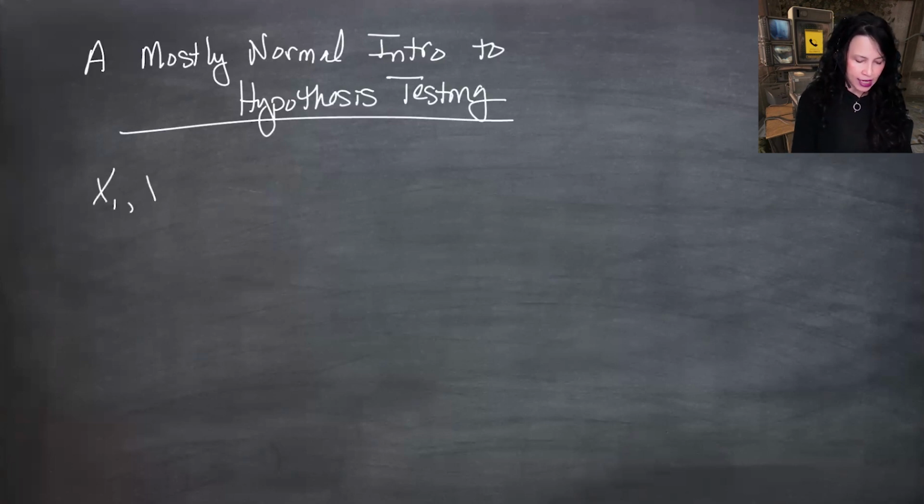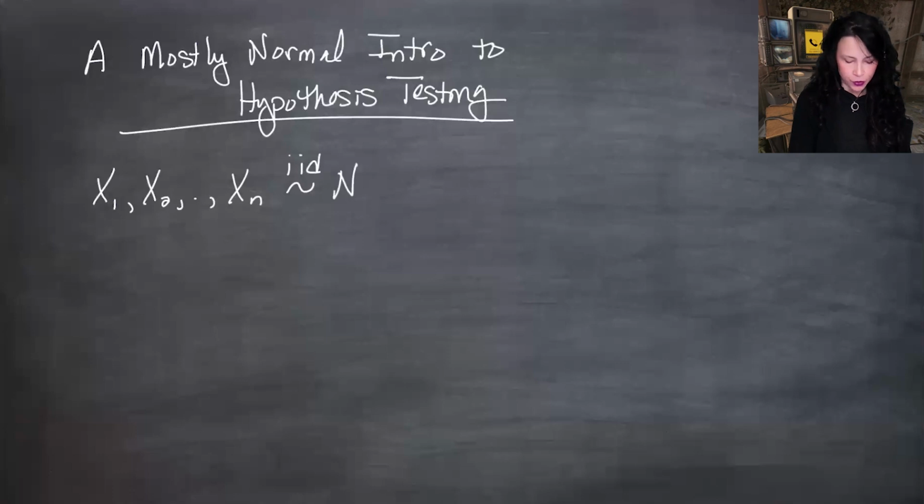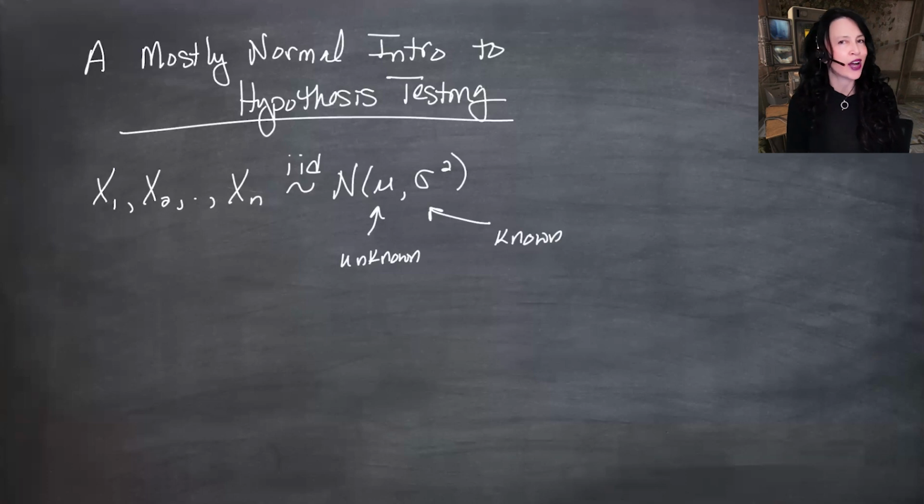Suppose we have x1, x2, etc. through xn, IID normal with some mean mu and some variance sigma squared. And I'm assuming that mu is unknown, but assuming that the variance is known because it's a building block example. Suppose that I don't really want to estimate the true mu as much as I want to determine whether it's in one region versus another.